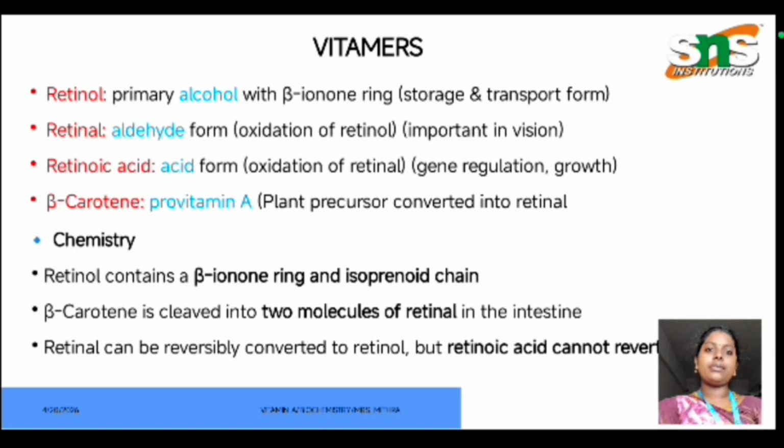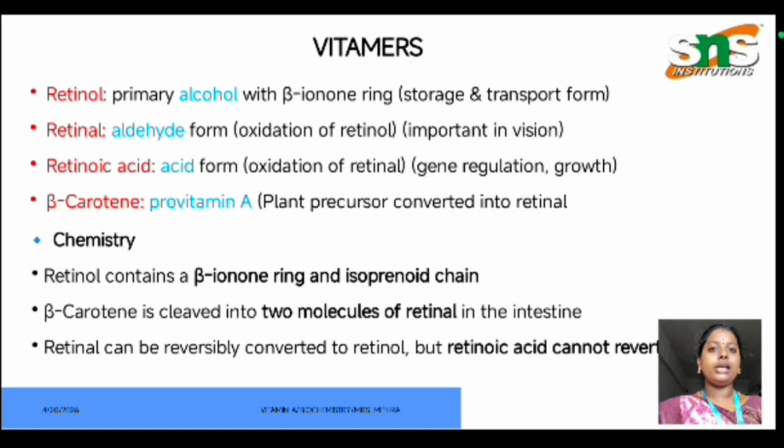Retinol is the primary alcohol along with the beta ionone ring, and it is mainly used for storage and transport. Retinal is an aldehyde, the oxidation product of retinol, and it is most important for vision. Retinoic acid is mainly important for gene regulation and growth. Beta carotene is a plant precursor which is converted into retinal.